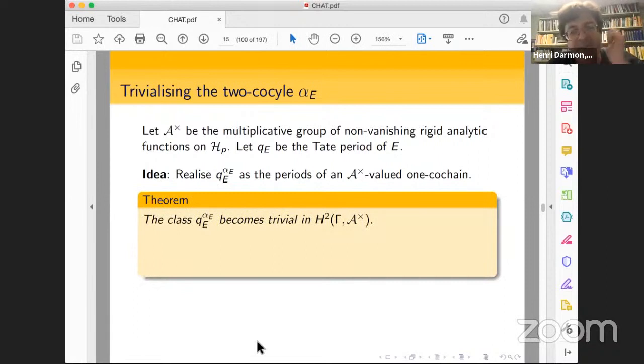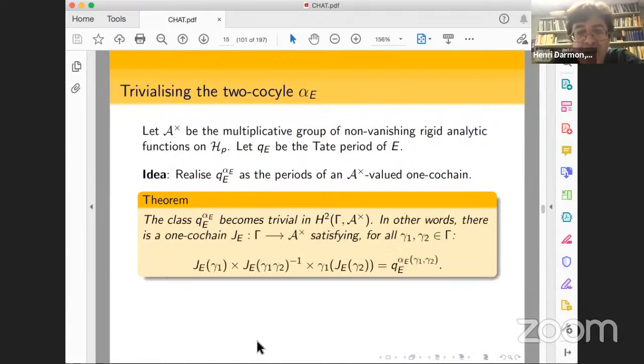Okay, so the theorem is that this class q to the alpha_E becomes trivial in the second cohomology of gamma with values in A star. In other words, there's a one-cochain with values in A star which trivializes this q_E to the alpha_E of (gamma_1, gamma_2). Okay, so you get this kind of relation here.